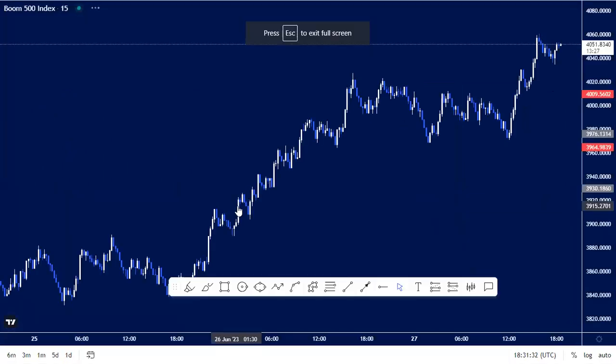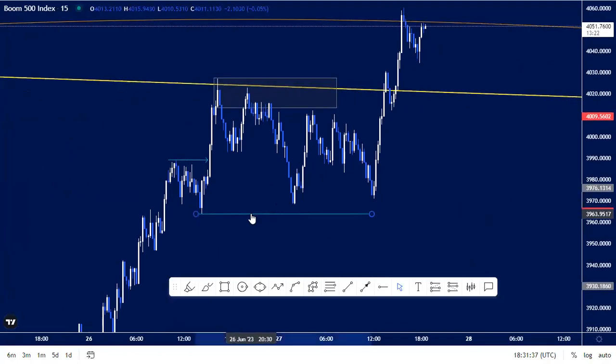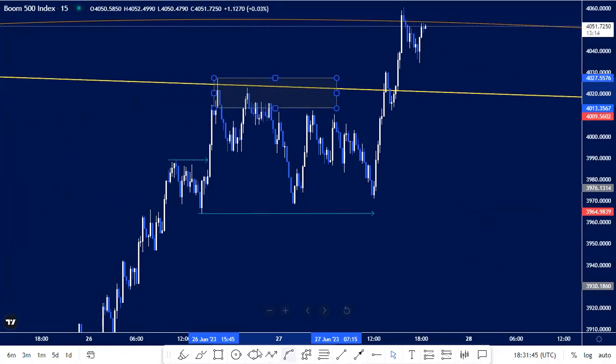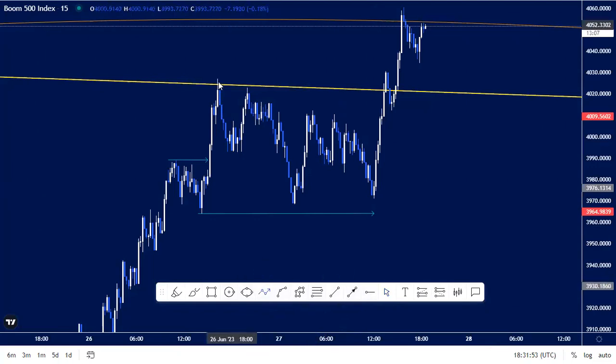So Boom 500, we are going to talk about, if you were there in yesterday's session, where I said this 15-minute level, so long as it's not broken. Like if you check what happened today, let me just give this brief before we move to VIX 75. What happened was, we had a higher high. Where is our higher low? This is a higher low. It broke the structure. So we had higher high and higher low.